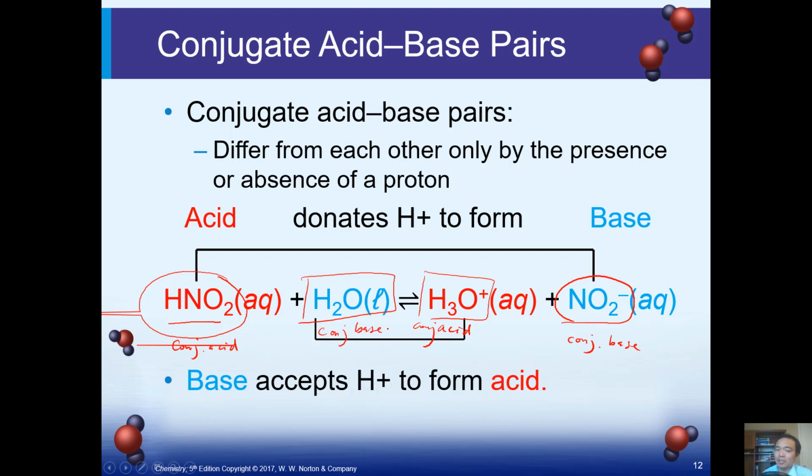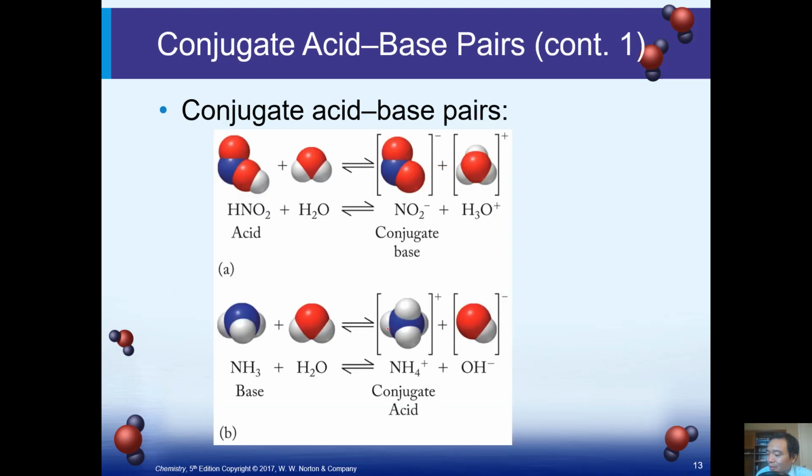You notice the difference between a conjugate acid-base pair is 1 proton difference. The conjugate acid has 1 more proton. The conjugate base has 1 less. Look at this model over here, which shows you the same thing. Conjugate acid, conjugate base. Okay.